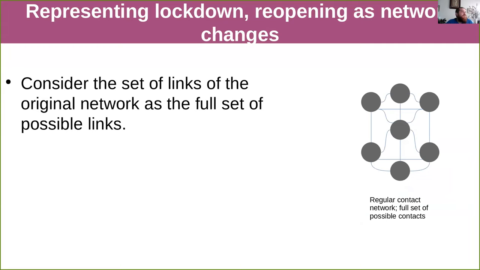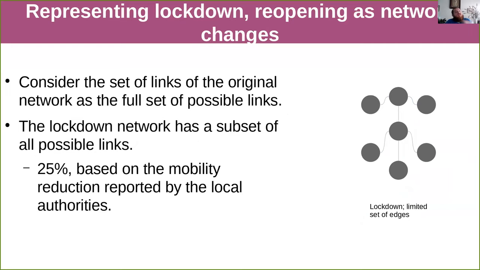So this is the interesting thing. How do we decide to represent the lockdown and the reopening as network changes? So we have this network that represents this pre-pandemic contact, physical contacts between mobile devices. So we consider that network has the full set of possible links. And then when we go to the lockdown, we consider that this is basically disconnecting a lot of edges from the original network. How many? Well, based on the local authorities report that mobility went down by 75%, we extract a subset of 25% of the original edges in the network.